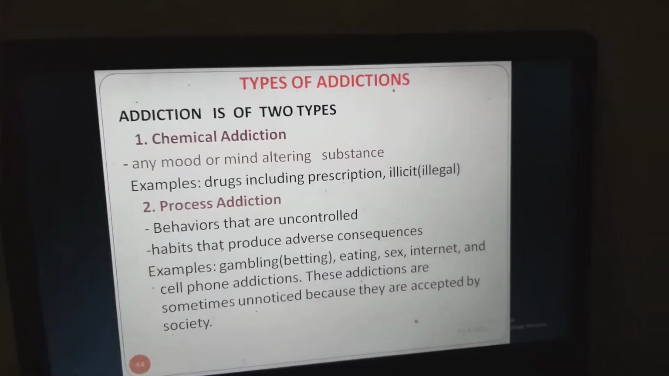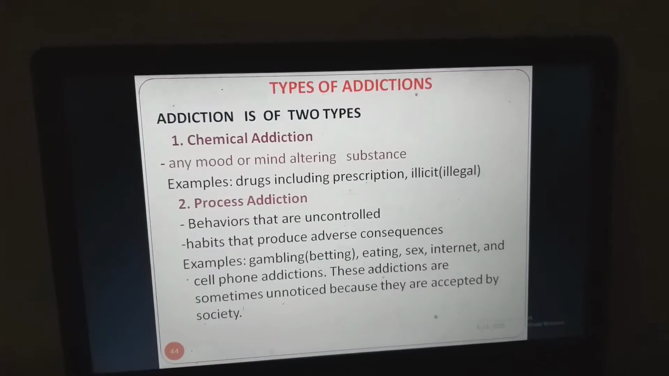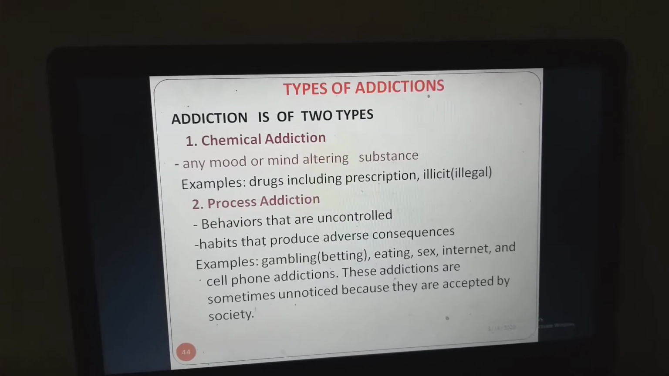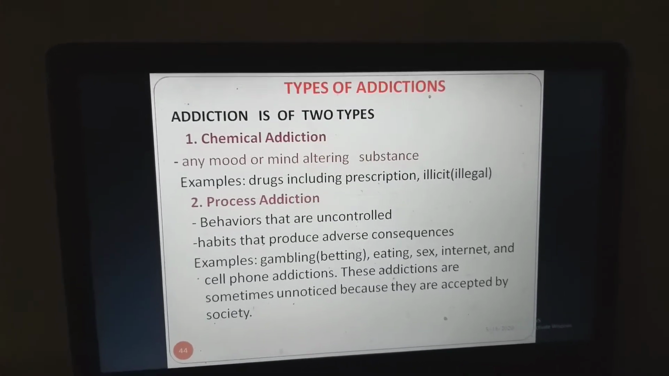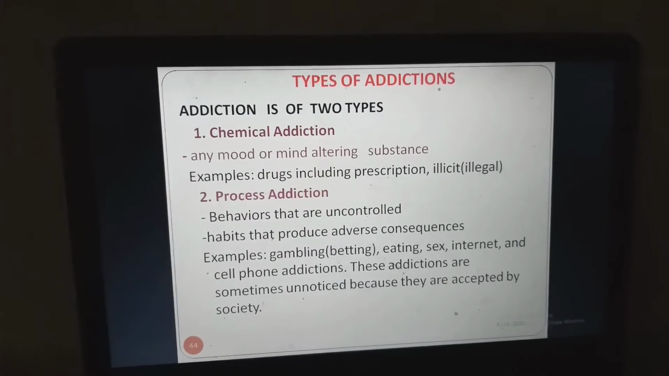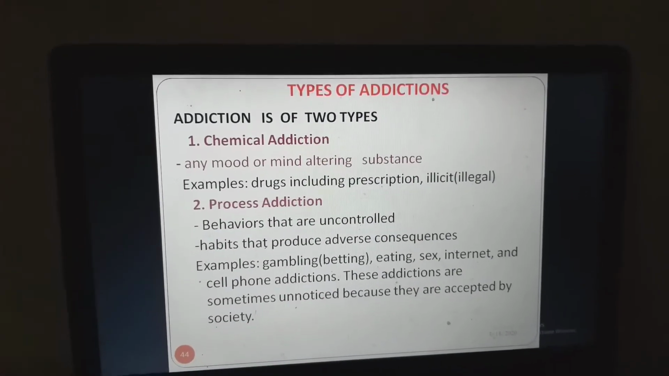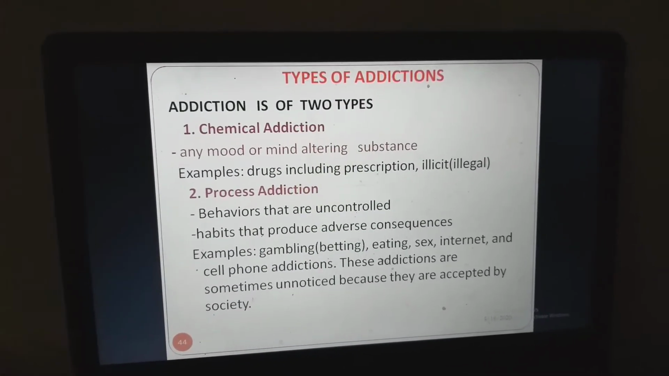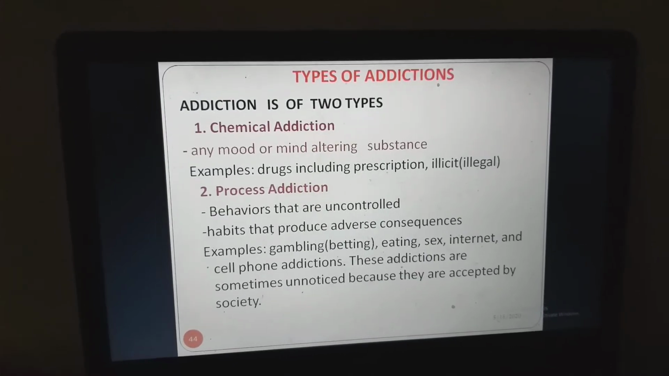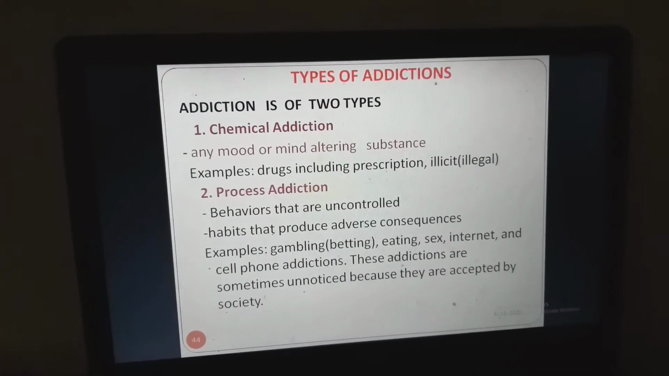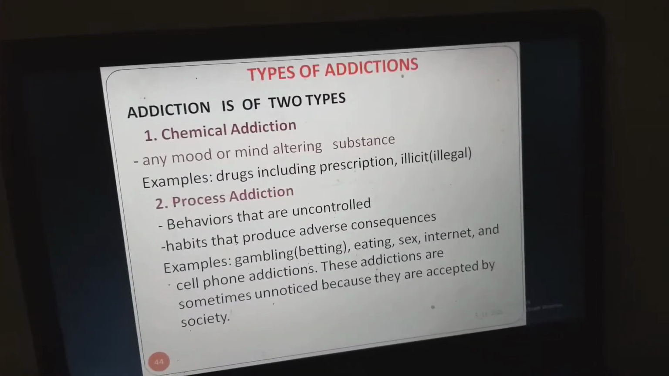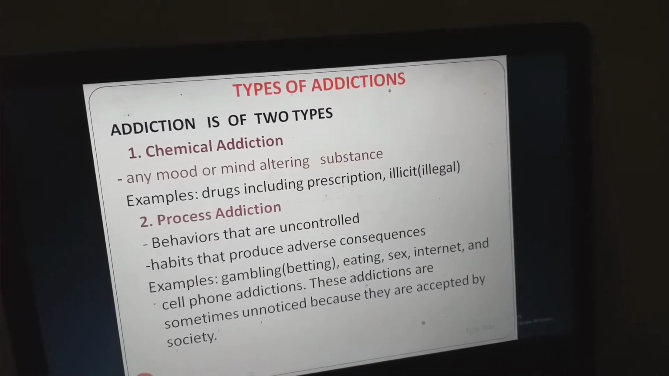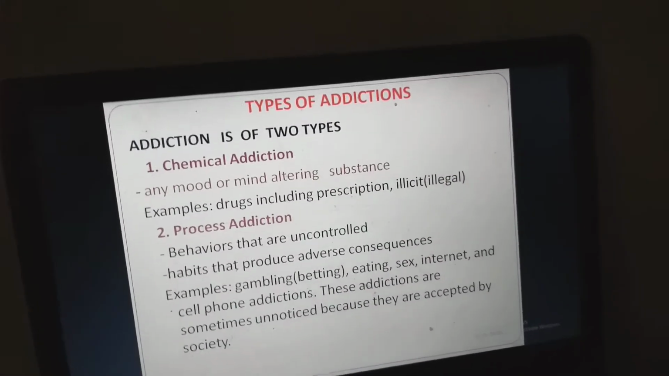Types of addiction. Addiction can be classified into two types: chemical addiction and process addiction. Chemical means any mood or mind altering substance, for example drugs including prescription, illicit or illegal ones. Process addiction means uncontrolled behaviors and habits that produce adverse consequences, for example gambling or betting, eating, sex, internet, and cell phone addiction. These addictions are sometimes unnoticed because they are accepted by society. So process addictions include using Facebook or the internet for a long period of time. Chemical means drinking, for example alcohol drinking. These are chemical addictions.